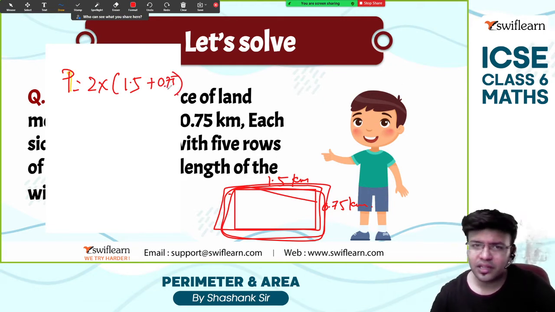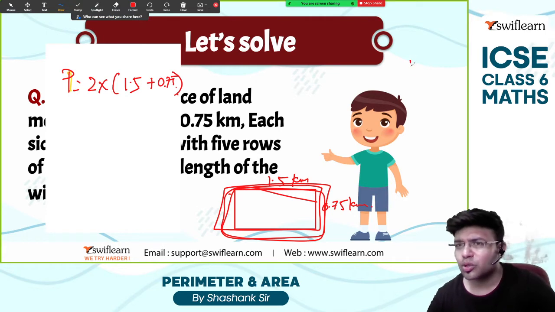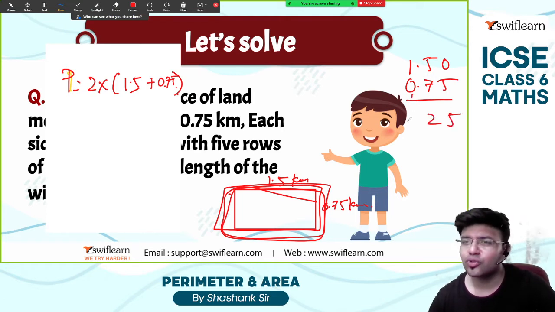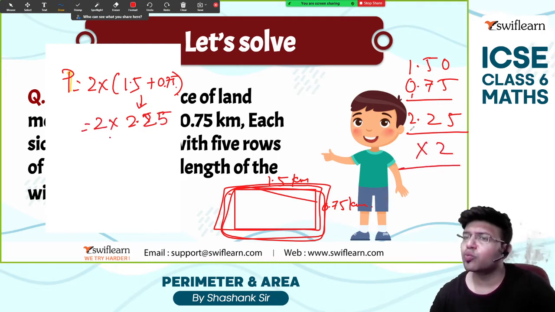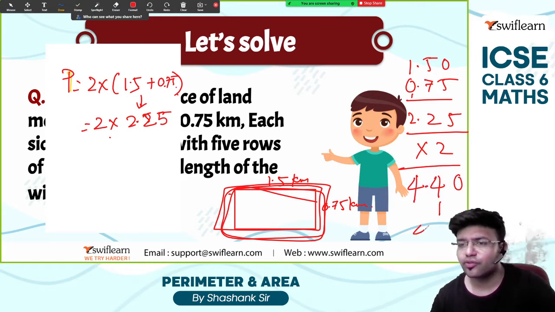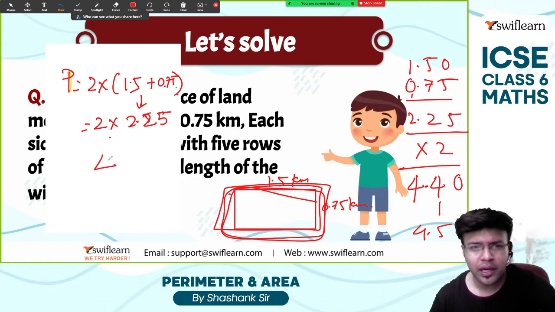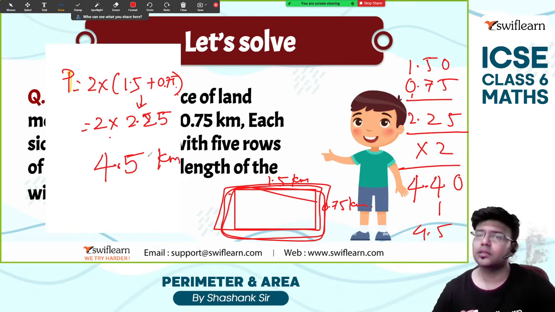I'll teach you. After the decimal point there are 2 digits maximum, so all the numbers should be written with 2 decimal places. 1.50 plus 0.75. Add them. 5 plus 0 is 5, 7 plus 5 is 12. So 2.25 kilometers. Adding this, we got 2.25. And 2 times this, 2 times 2.25 is 4.50. So the perimeter of this rectangle is 4.5 kilometers.